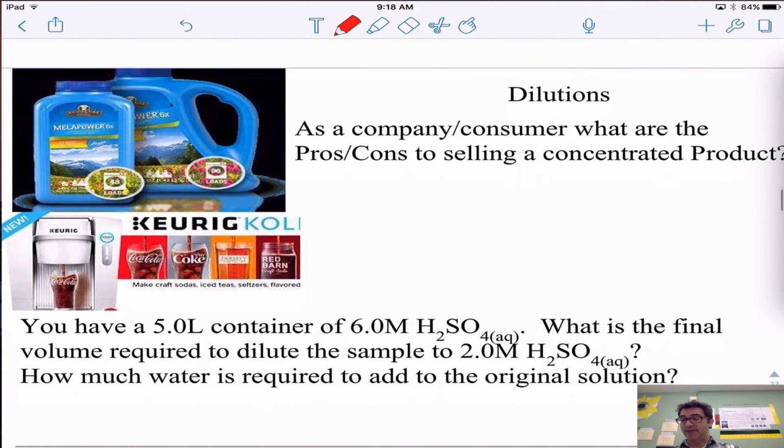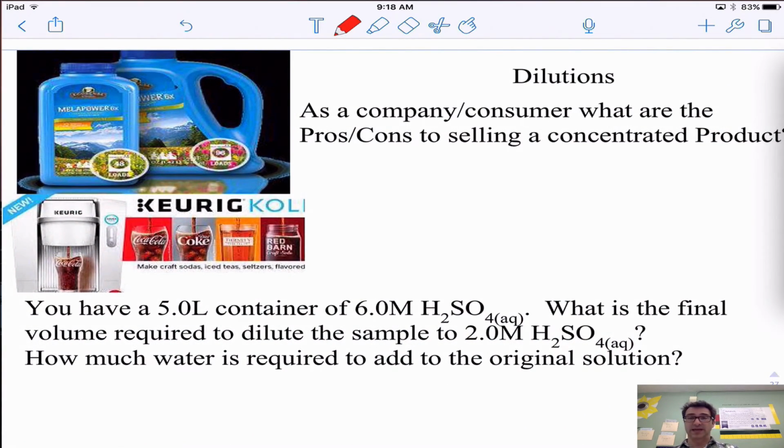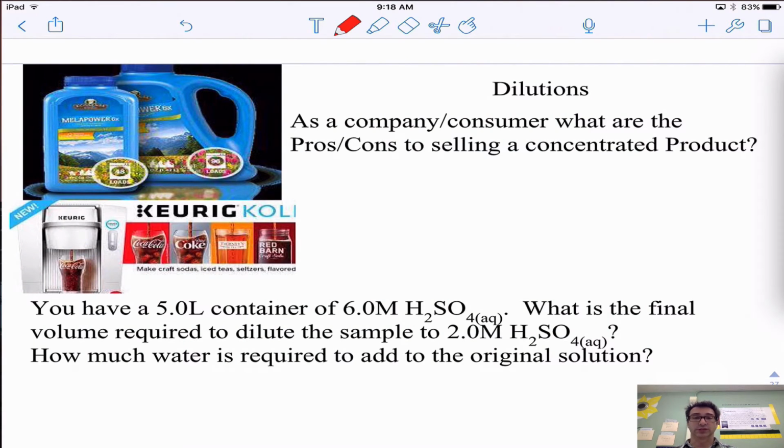Okay, another type of math thing that you'll be asked to do now that you know all the concentrations is dilutions. Things come out concentrated, and we buy concentrated products. Something we should discuss in class is what are some good things and bad things about buying a concentrated product. Remember, concentrated means that you have a lot of solute in a relatively small amount of solvent. Companies are really trying to do this. What are the good points and the bad points? We'll discuss that in class.